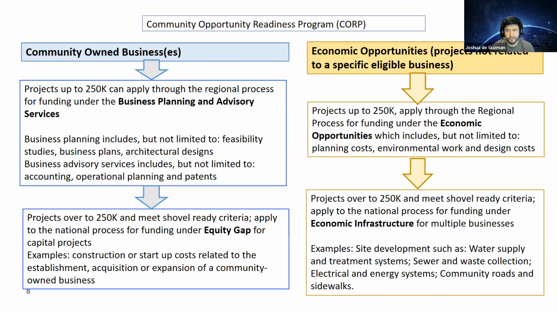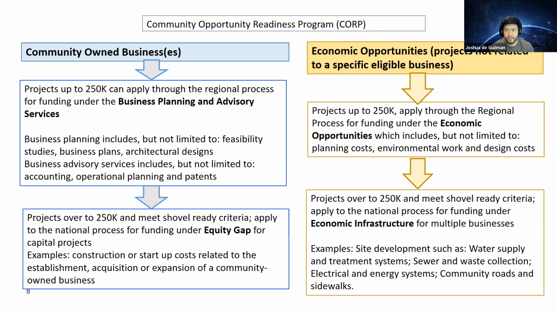And then on the right side here, we have economic opportunities that are not related to a specific eligible business. So this would be for your larger economic development projects and opportunities like business parks and things like that, where they would support multiple businesses. So again, for projects up to 250,000, you'd apply to the regional program under economic opportunities. So these would be for planning, design, environmental work, things like that.